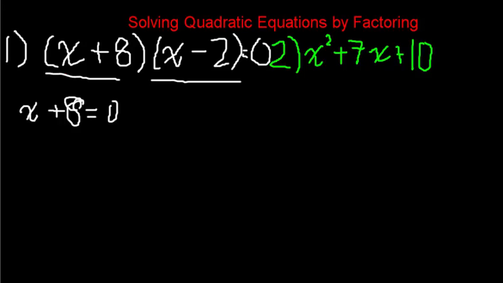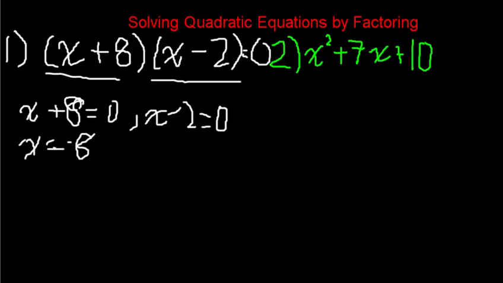Fix that up a little bit. And we have x minus 2 equals 0. Using these, we find out what the x values are. If we subtract 8 from both sides, we get x is equal to negative 8.